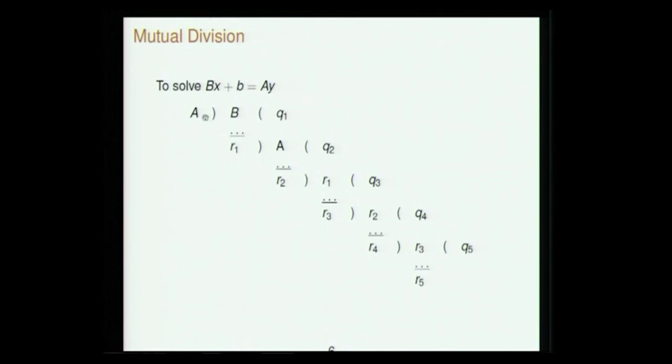So then, dividing a by b, the quotient is q1 and the remainder is r1. Now divide b by this remainder r1, and you get the quotient q2 and the remainder r2. Then again you take r1 and divide r1 by r2, the quotient is q3 and the remainder is r3, and so on till you get a small number here.